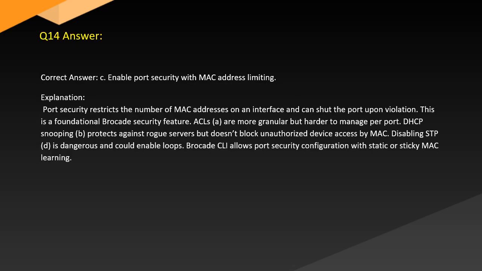Answer. Correct answer: C. Enable port security with MAC address limiting. Explanation: Port security restricts the number of MAC addresses on an interface and can shut the port upon violation. This is a foundational Brocade security feature. ACLs, A, are more granular but harder to manage. DHCP snooping, B, protects against rogue servers but doesn't block unauthorized device access by MAC. Disabling STP, D, is dangerous and could enable loops. Brocade CLI allows port security configuration with static or sticky MAC learning.